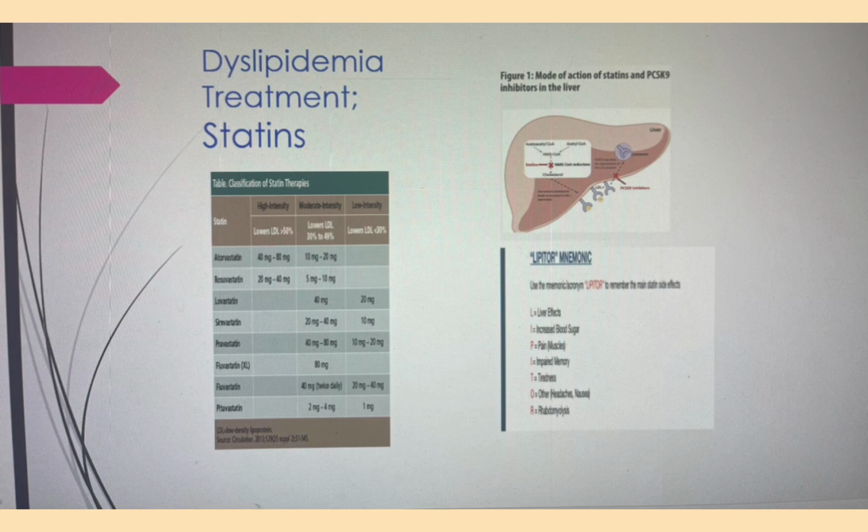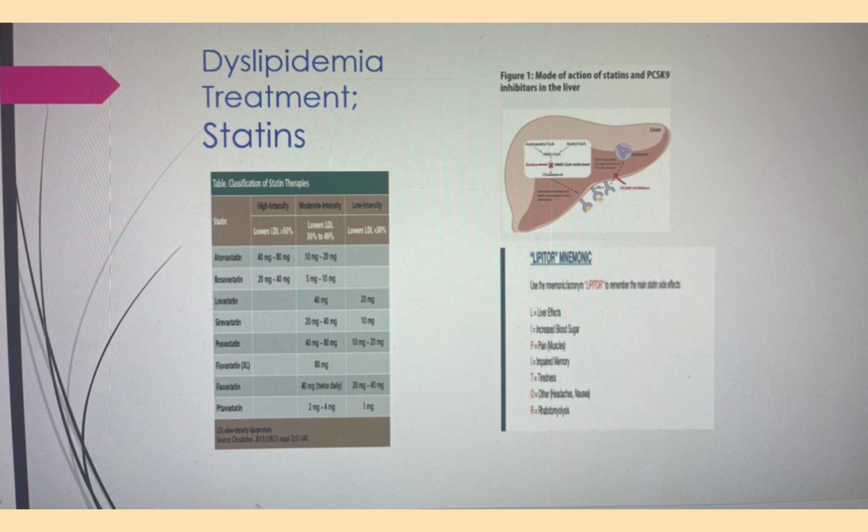Lipidemia treatment: statins. In the treatment slide, I mentioned the medications used in the treatment: statins, PCSK9 inhibitors, and ezetimibe. Out of that, the most important one is statins. Let us review the classification, mode of action, and side effects of statins. The classification of statins: high intensity, moderate intensity, and low intensity.